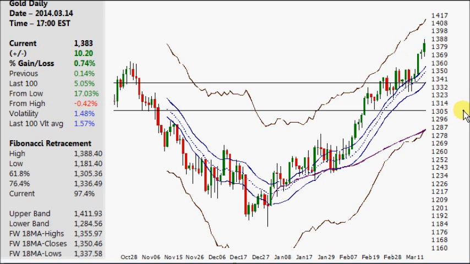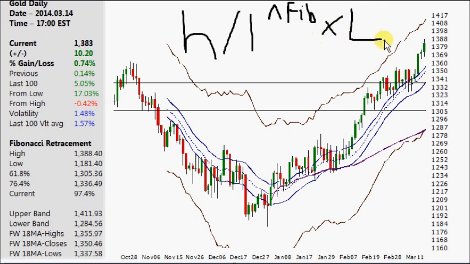Fibonacci retracement, which I calculate using high divided by the low. Different calculation than you're going to find on the internet. To the power of, or to the exponent of, the Fibonacci percent you require to use. I'm using here 76.4, which is this line, and 61.8%, which is this line. And then, of course, you multiply this by the low. That's how I calculate exponential Fibonacci retracement.